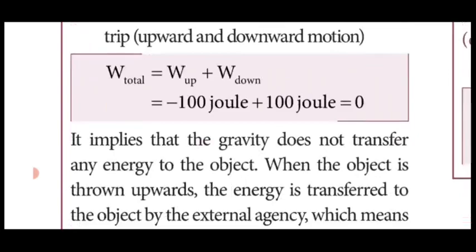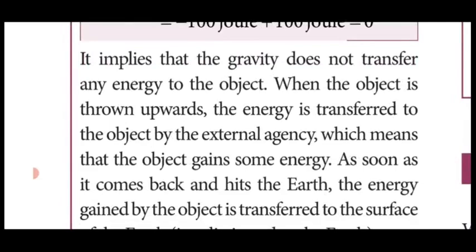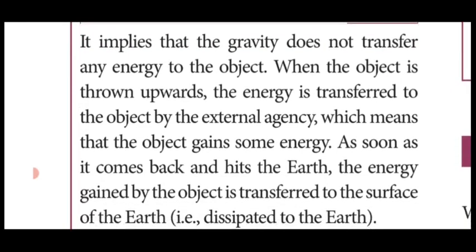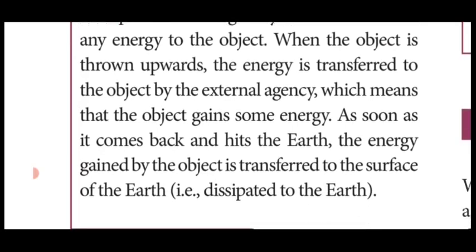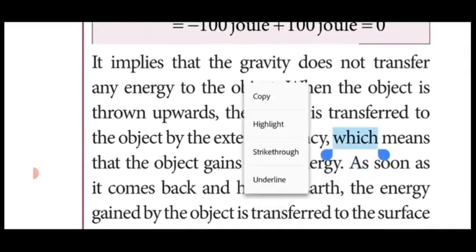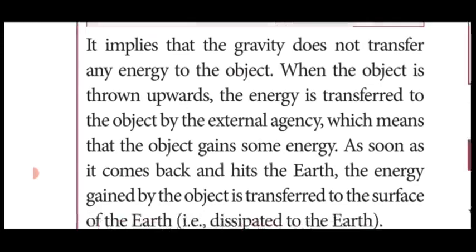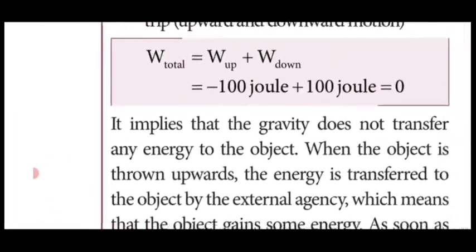It implies that gravity does not transfer any net energy to the object. When the object is thrown upward, energy is transferred to the object by an external agency, so the object gains some energy. As soon as it comes back and hits the earth, the energy gained by the object is transferred to the surface. So first it gains the energy, and when it comes back to the ground, it gives the energy to the ground. Whatever energy it receives, it gives, so both are equal, that means 0. This is what the answer implies.